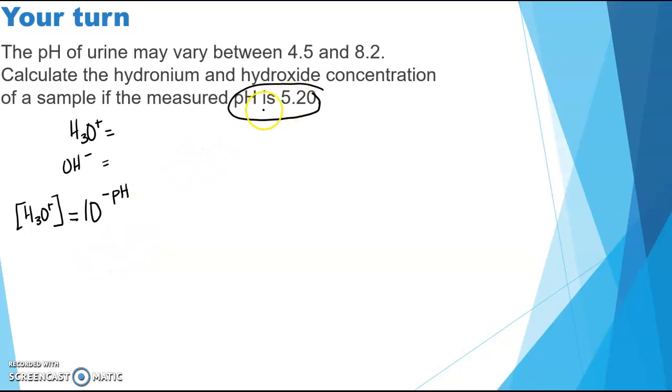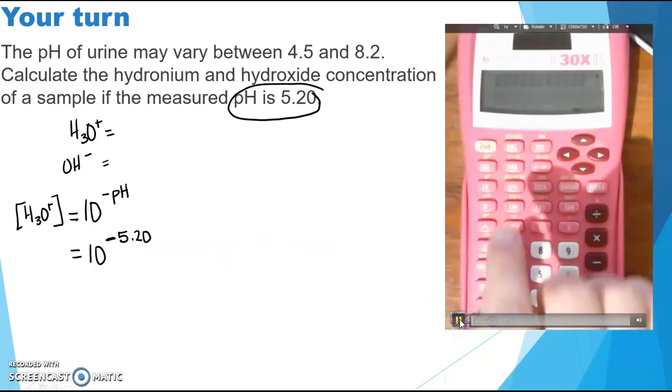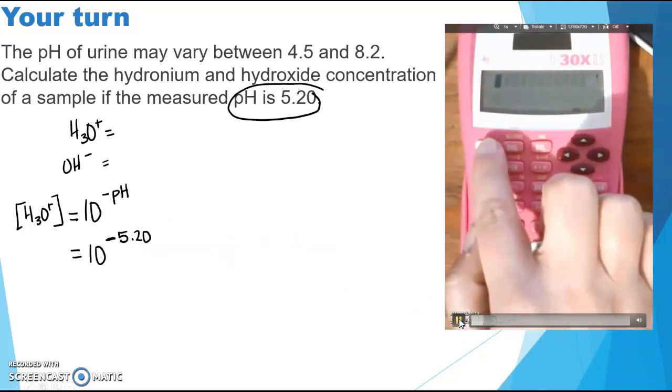So by doing this, I should be able to then find the hydronium ion concentration, which is one of the things that I'm looking for. So I'll do that by taking 10 and raising it to the negative 5.20, to the negative pH. And that negative is important. If you get a really wonky number, that would be the first place I'd recommend to check. So let me show you me doing this on my calculator. Again, your calculator might be different.